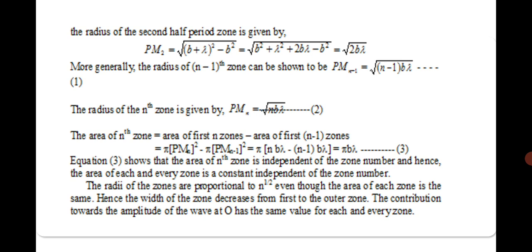The area of the nth zone is equal to the area of the first n zones minus the area of the first n−1 zones. If we substitute, we get π(nbλ − (n−1)bλ), finally πbλ, equation 3. Equation 3 shows that the area of the nth zone is independent of the zone number, and hence the area of each and every zone is a constant.